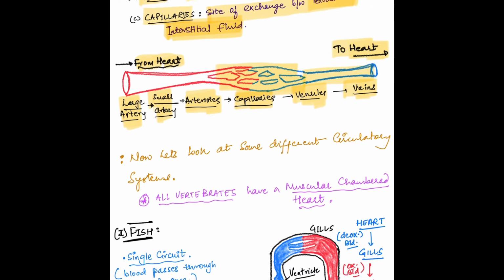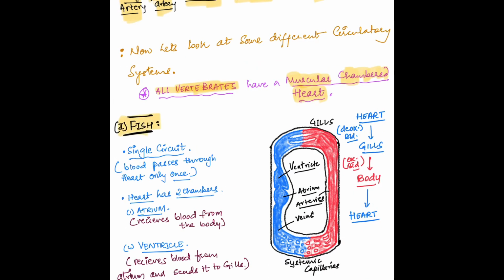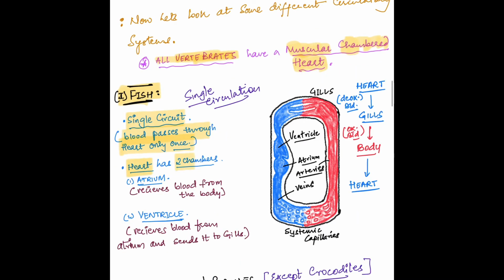Now let's look at circulatory systems in different animals. One common point is that all vertebrates have a muscular chambered heart. Let's start with the circulatory system of the fish. Fishes have a single circuit, that is, blood passes through the heart only once. It is also called single circulation. And they have a heart which has two chambers, one atrium and one ventricle.